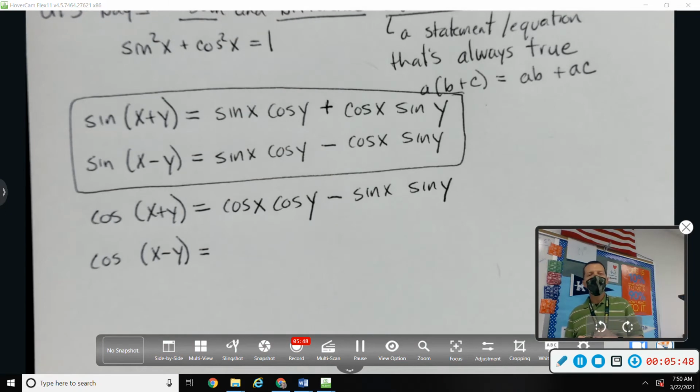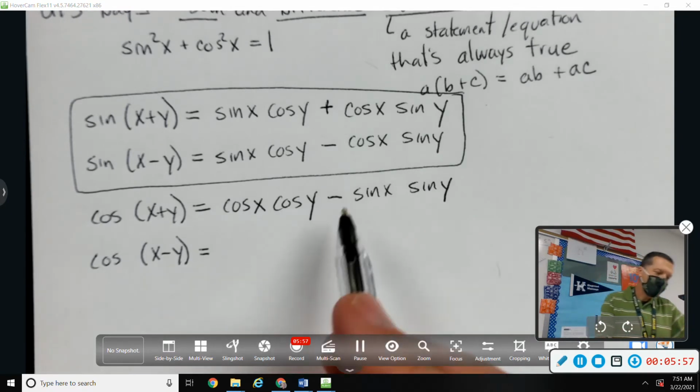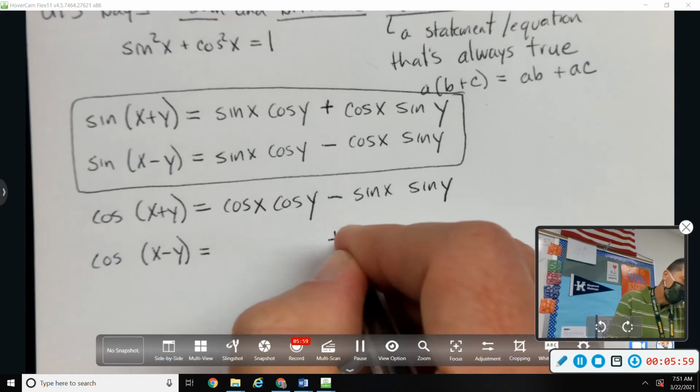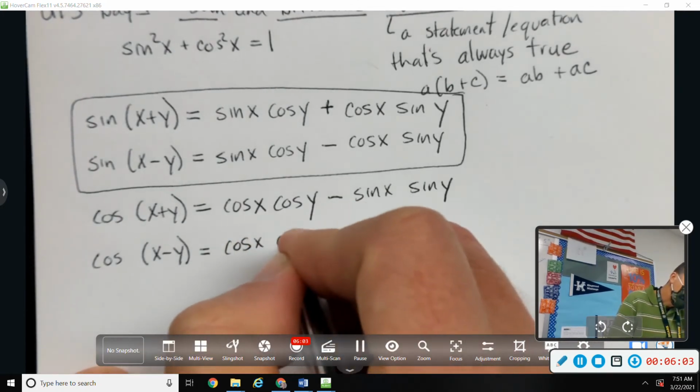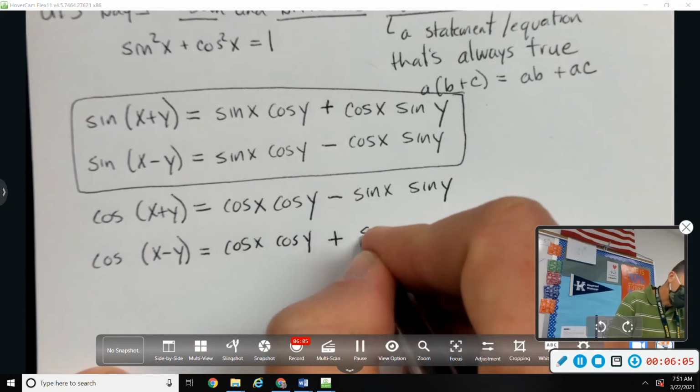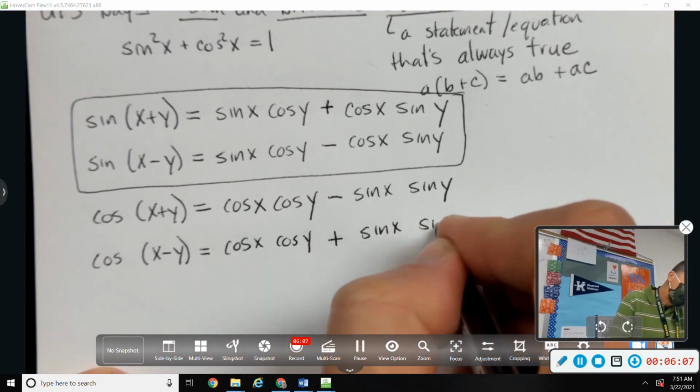Cosine of x minus y. Any guesses? Change that sign from a minus to a plus. So cosine x cosine y plus sine x sine y.